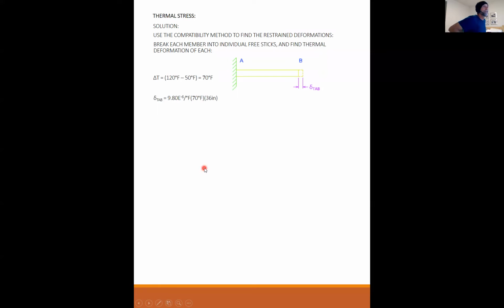And delta TAB is alpha delta T L, which equals 0.0247 inches. The temperature was increased, so A to B expanded. So this is positive for expansion. Let me clarify that for a minute.